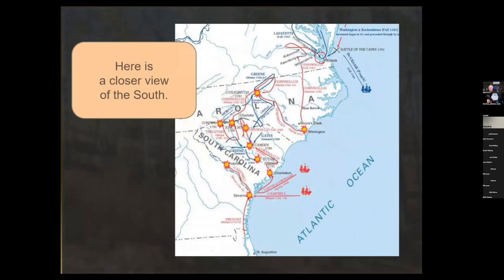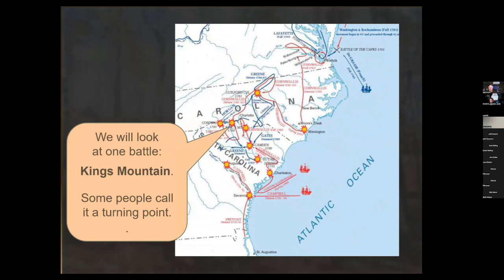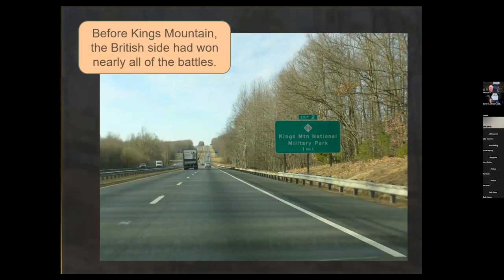So let's zoom in a little bit closer and look at the mess that you would have to call the war in the South. And we're going to look specifically at one battle, Kings Mountain, because some people call this the actual turning point in the war. This is when the war stopped being a civil war and started to become a war for independence. Before Kings Mountain, the British side had won nearly all of the battles in the South. But I'm being very careful in how I'm choosing my words here. It's the British side, not the British.